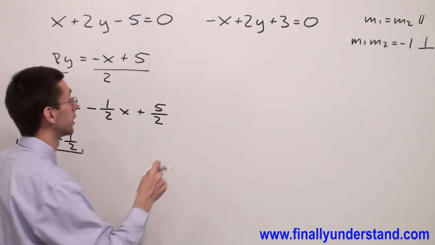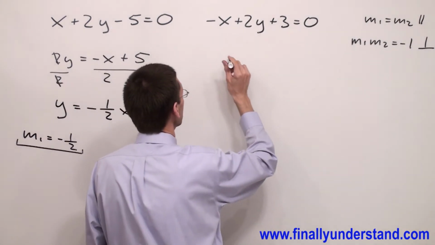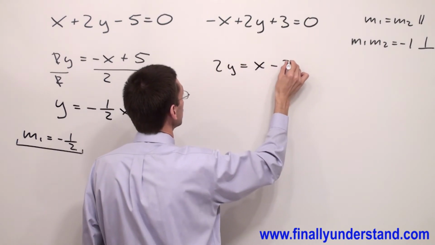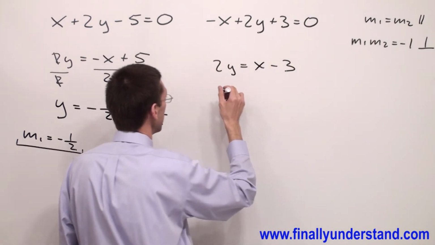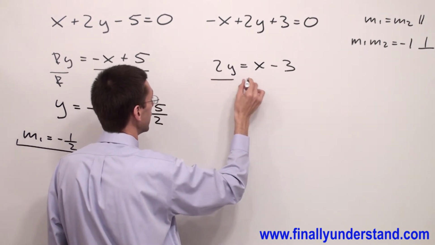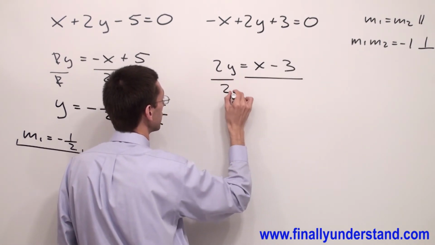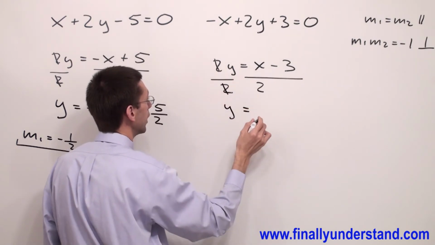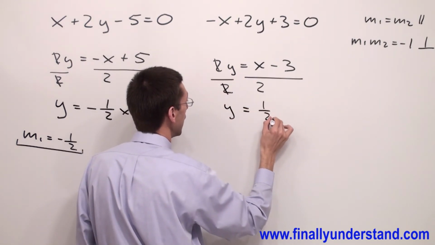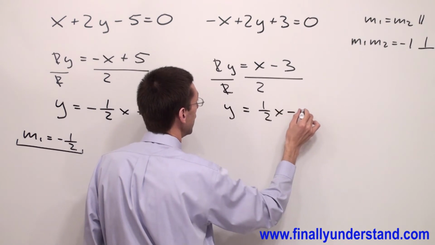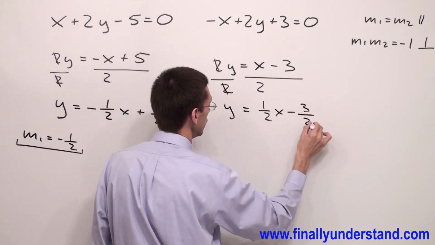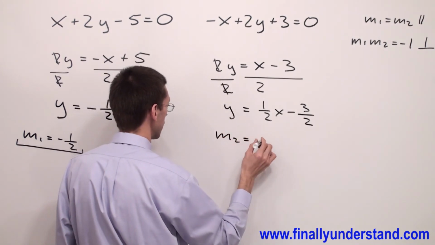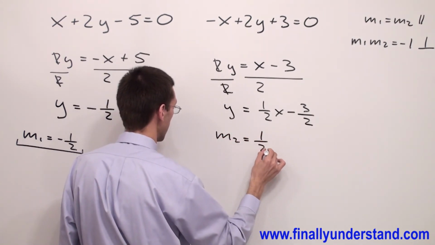And let's take a look at this one. So I have 2y equals x minus 3. Divide both sides of the equation by 2 in order to find y. So y is equal to 1/2 x minus 3 over 2. So my m2 equals 1/2.